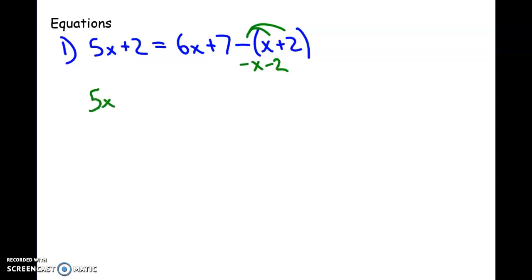On the left-hand side, I still have 5x plus 2. And now I start combining my like terms. 6 and negative x is 5x. 7 and negative 2 is going to be plus 2.